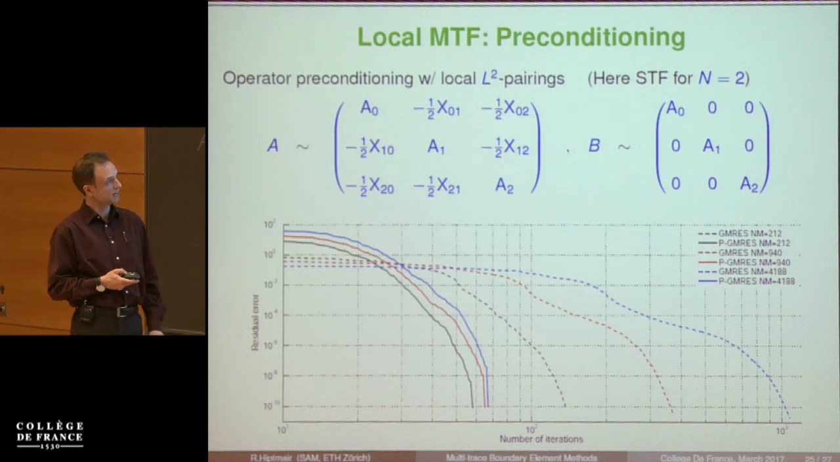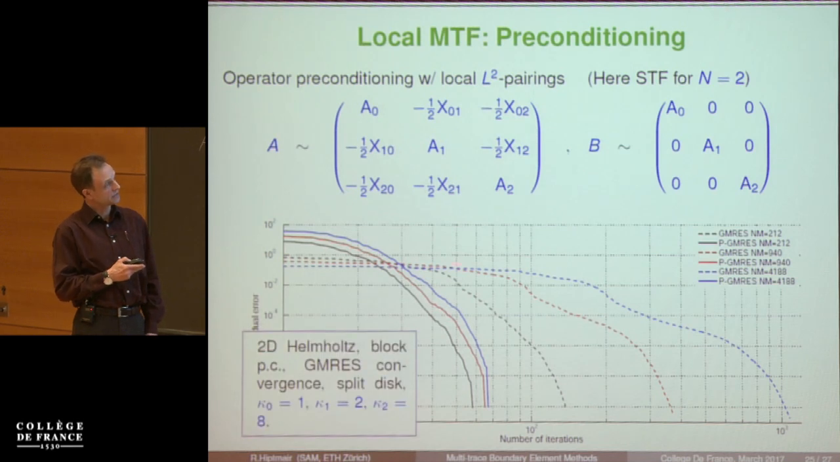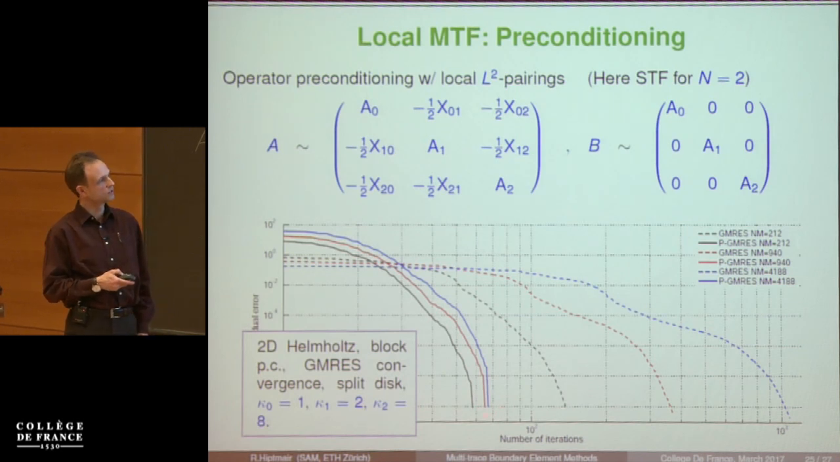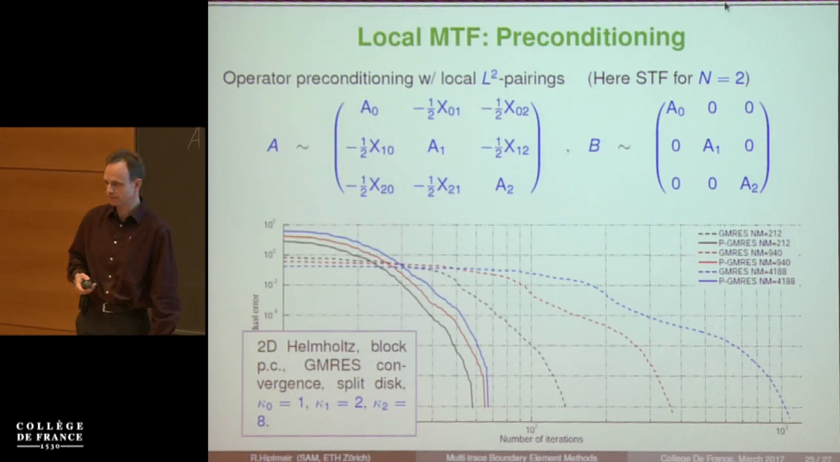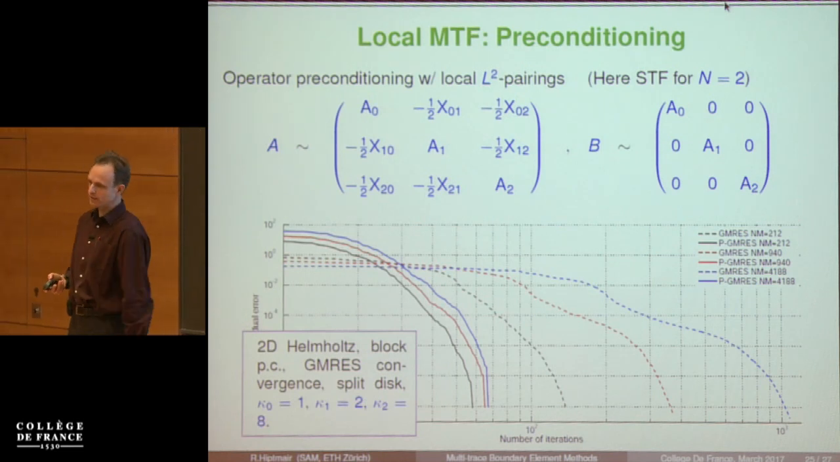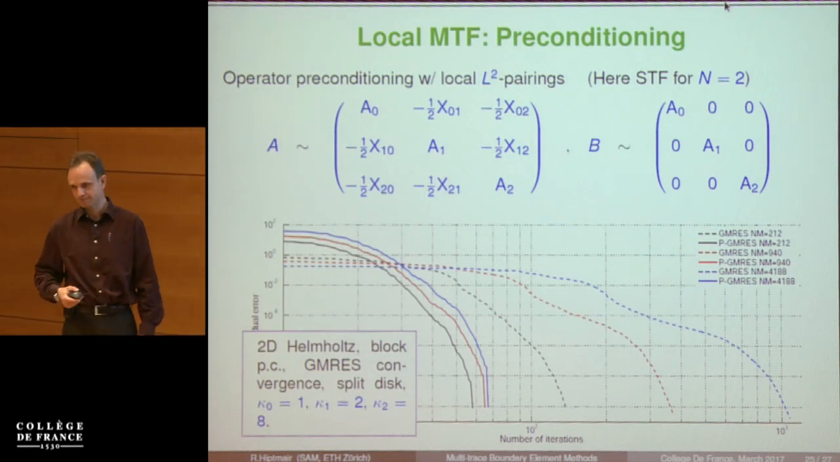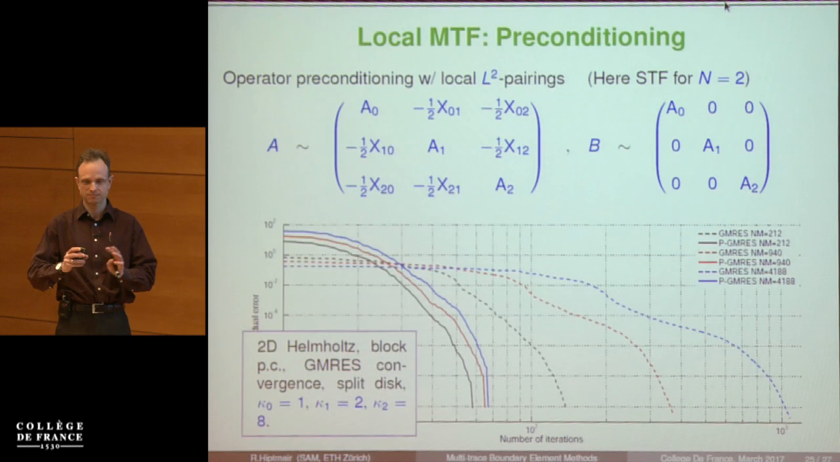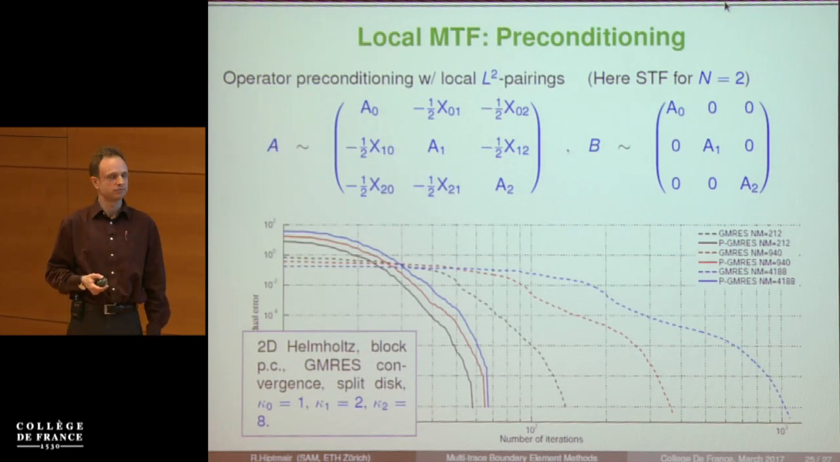Now, these are results by Carlos in 2D. Again, the split disk case. These are 3 different meshes, dashed line, no preconditioning. GMRES convergence deteriorates, and solid line with preconditioner, well, no significant deterioration. We expect a little deterioration, logarithmic in H. This is what comes out of what we conjecture and what can probably be proved.